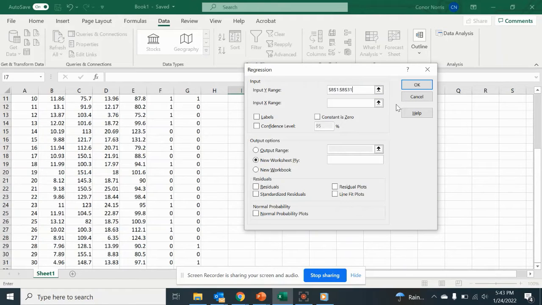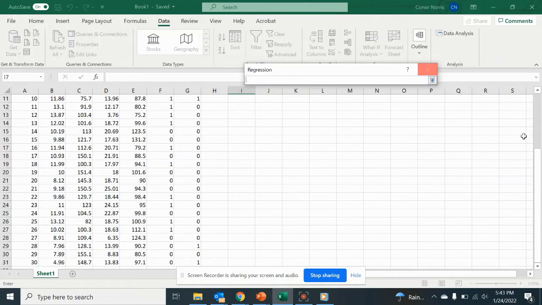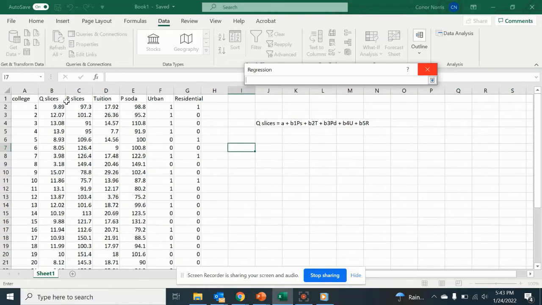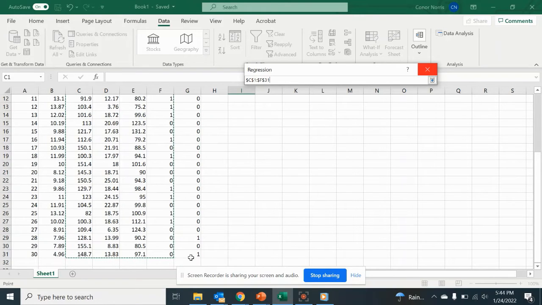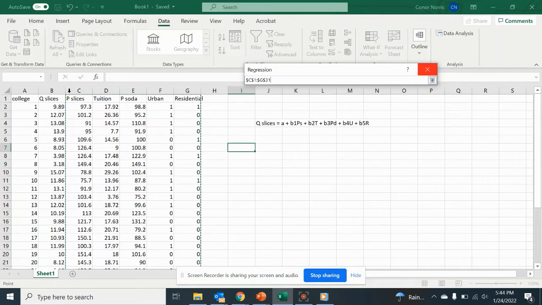And then click that back down when you've got all the data in there. Now we're going to input the X range. That's going to include all the right-hand side, our independent variables. We go from P slices all the way over to residential, and then down to the bottom of our data. Make sure we get all 5 of those.